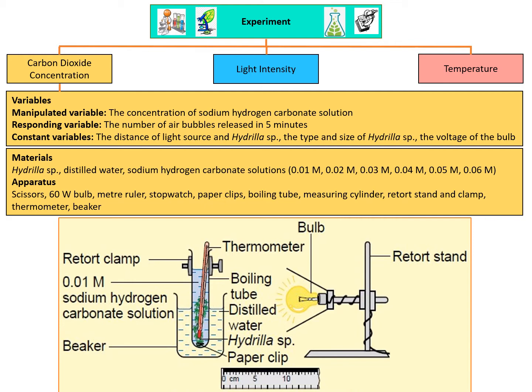The materials: hydrilla, distilled water, sodium hydrogen carbonate solution with different concentrations. Apparatus: scissors, 60-watt bulb, meter ruler, stopwatch, paper clip, boiling tube, measuring cylinder, retort stand and clamps, thermometer, and beaker.